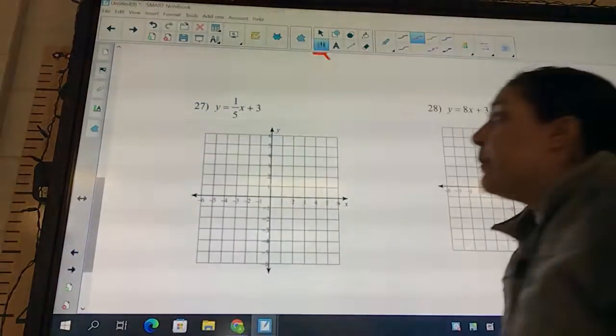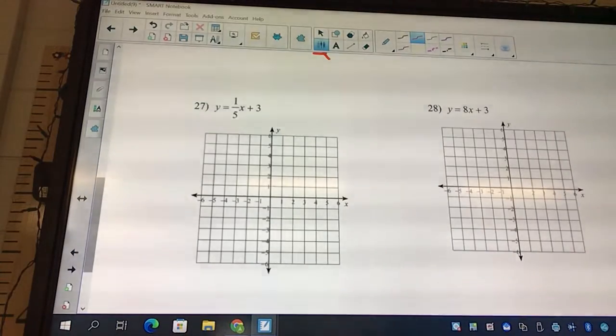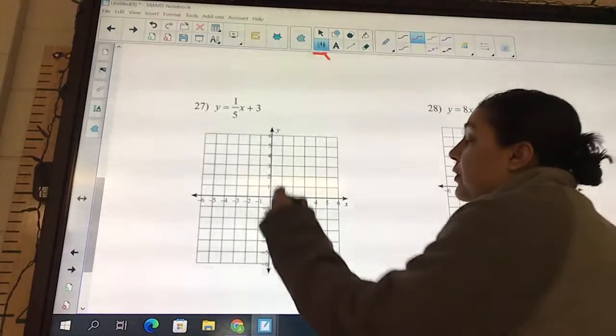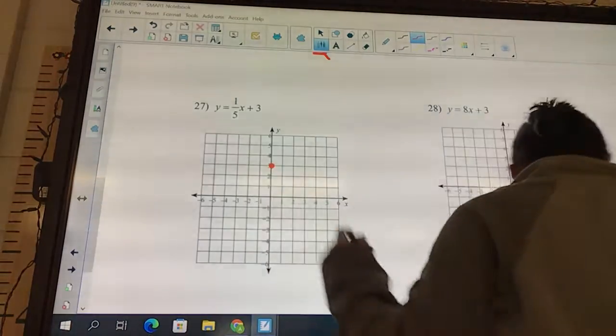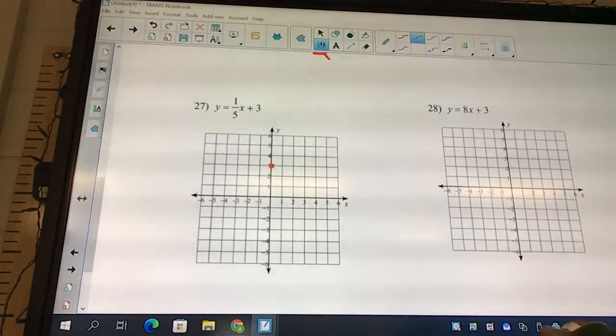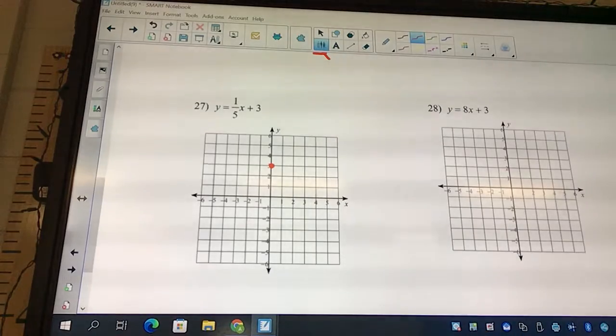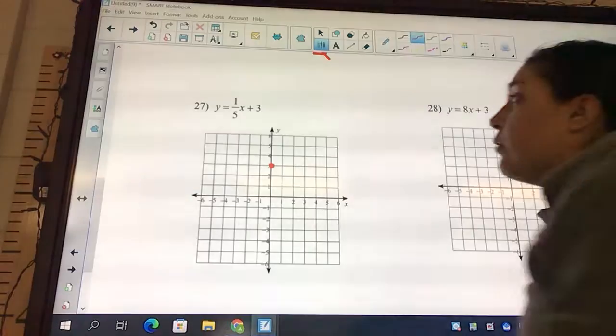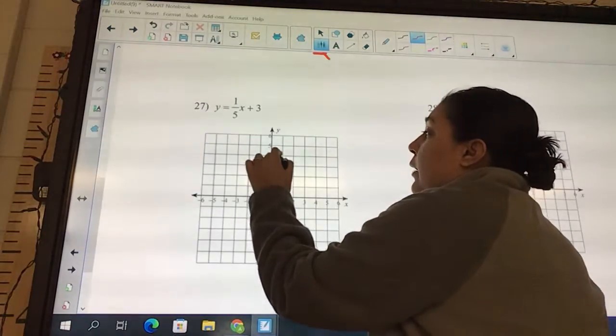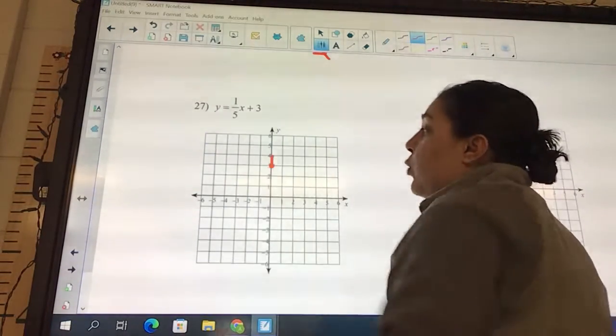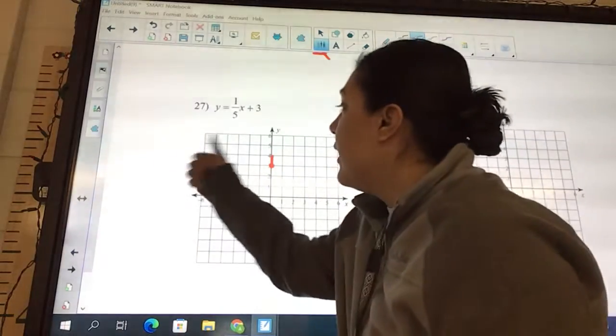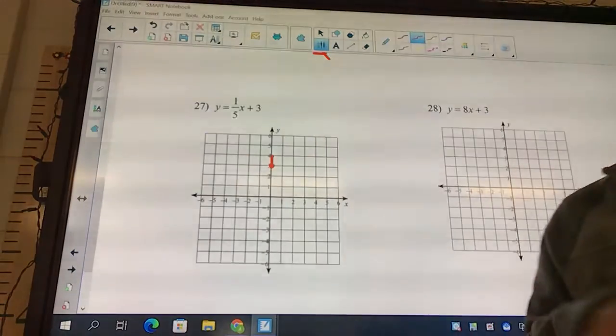Okay, so what do we plot first? Well, you're going to plot your y-intercept first. Okay, and so that's at 3. Okay, and so now we do our slope. So we rise how many? We rise 1, and we go over 5. Okay, well, which way? Do I go over 5 this way or this way? What kind of slope am I making?